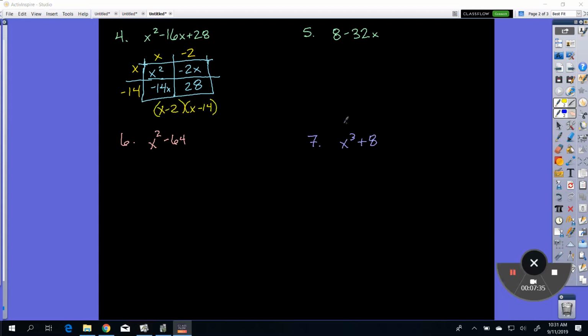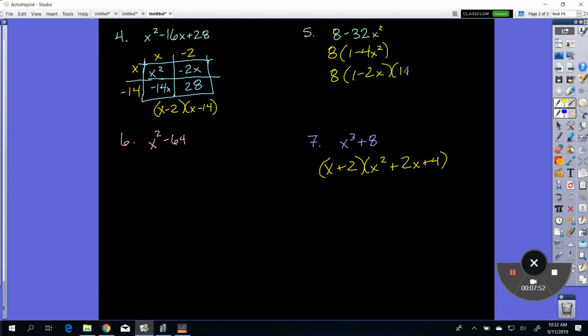So 5, 6, and 7 are on the other videos. If you want to check your work, you can come back and here's the answers for them. That's supposed to be a squared. And you can check your answer to see if you did it right. The other videos kind of explain how you do that. You can check that video later.